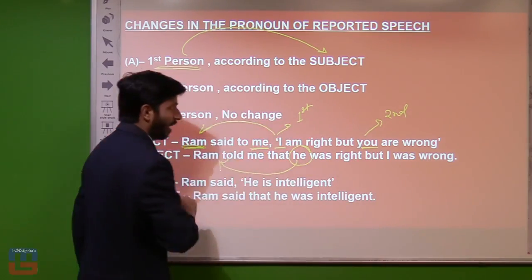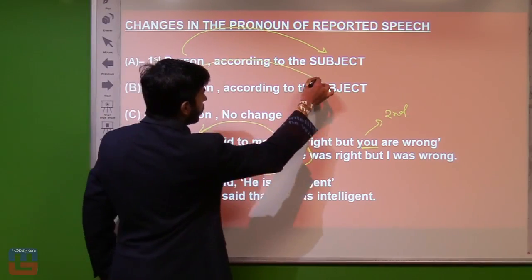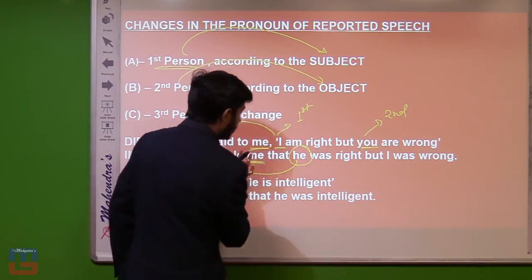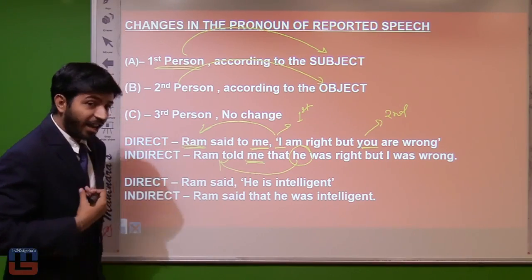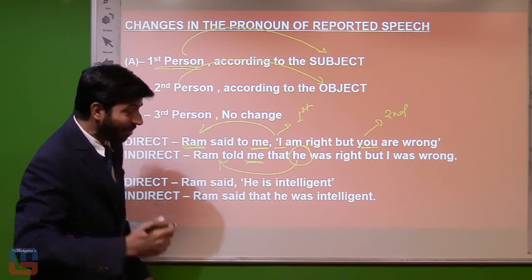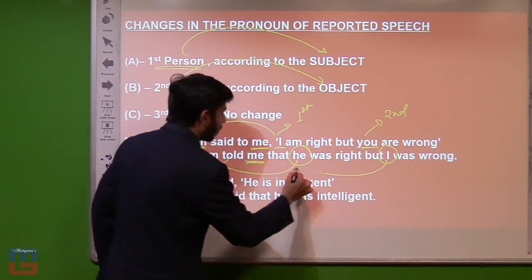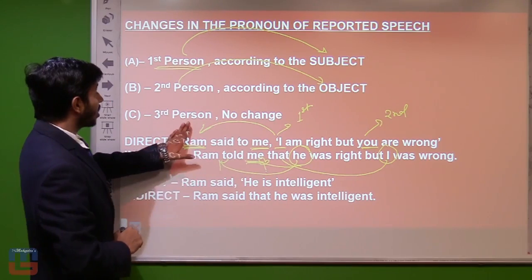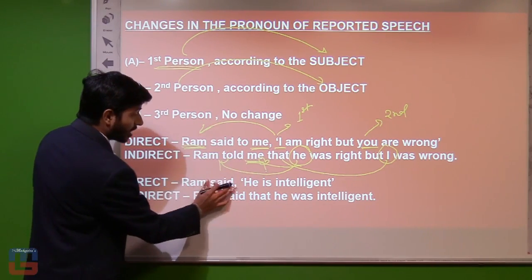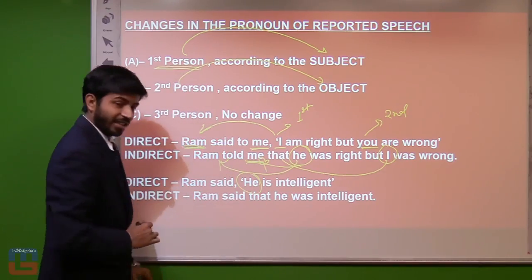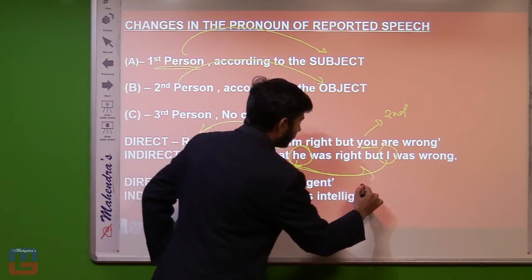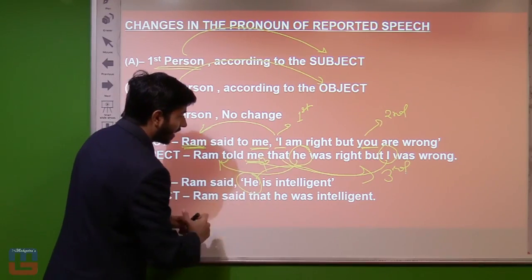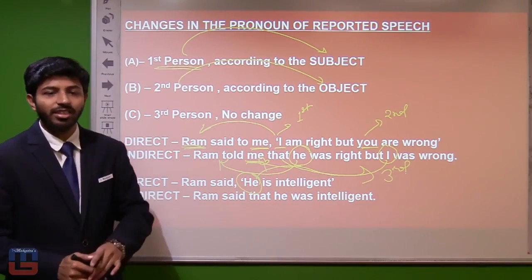Second person is you, and second person is changed according to the object. The object here is me, and you is used by Ram for me. Now when I am narrating the sentence, you becomes I because it changes according to the second person. And third person no change. Example: Ram said, "He is intelligent." He is a third person, and the rule says third person no change. Ram said that he was intelligent, no change in third person.